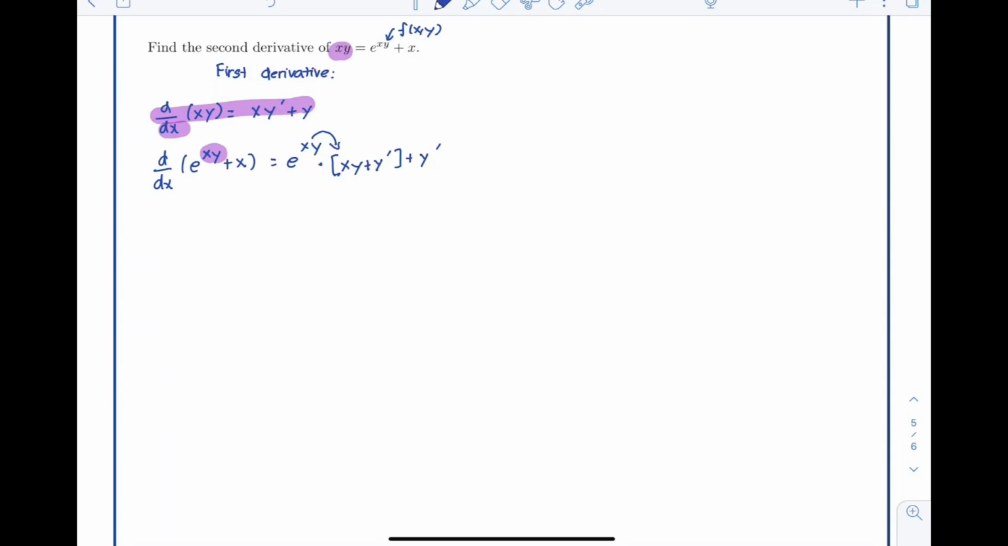So putting those together, I have xy prime plus y equals e raised xy times xy prime plus y, plus y prime. We should always move the terms, put them together and simplify. So xy prime, moving all y prime terms to one side, minus y prime e raised xy minus 1 equals e raised xy times xy minus y.